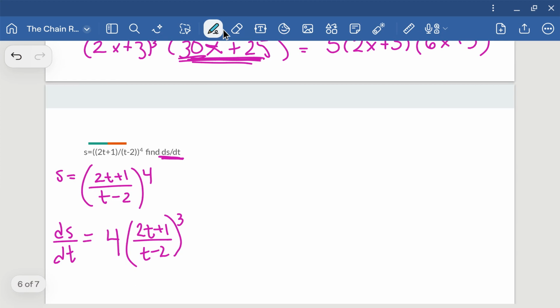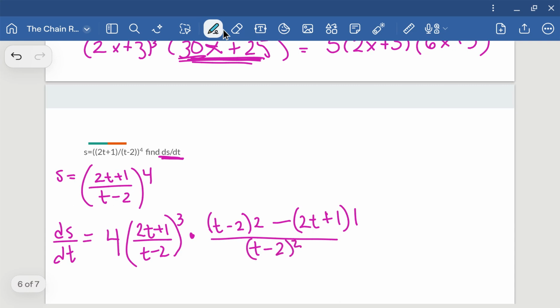So now I'm going to have to apply my division rule, or the quotient rule, which is you take the denominator term and multiply it by the numerator's term's derivative, which would just be 2. Then you subtract the numerator term, 2t plus 1, and you multiply that by the derivative of the denominator, which is just 1. Then you have the denominator term squared, right? So this is just a quotient rule.